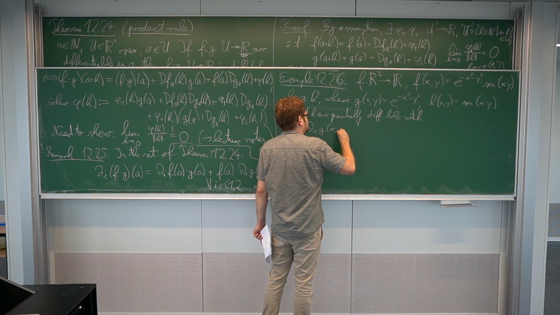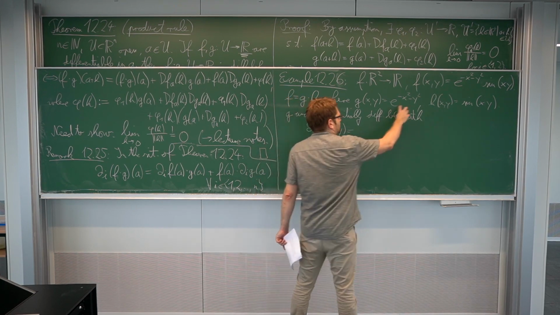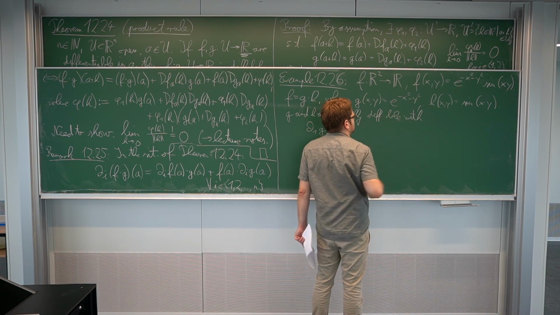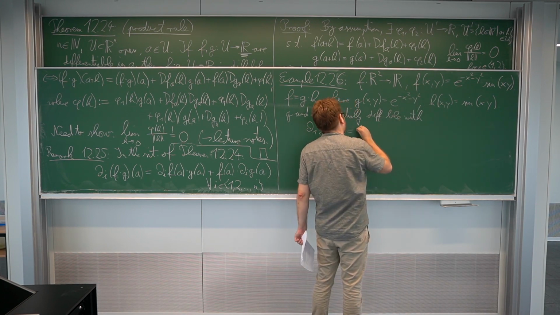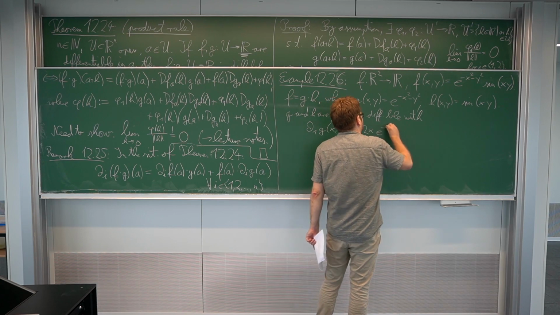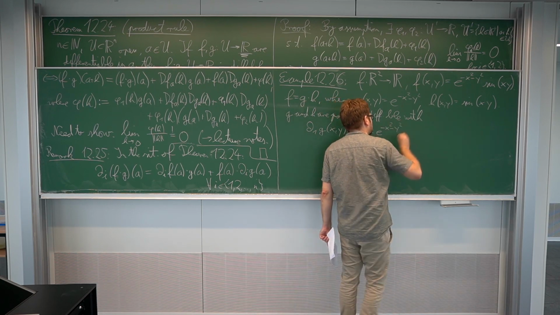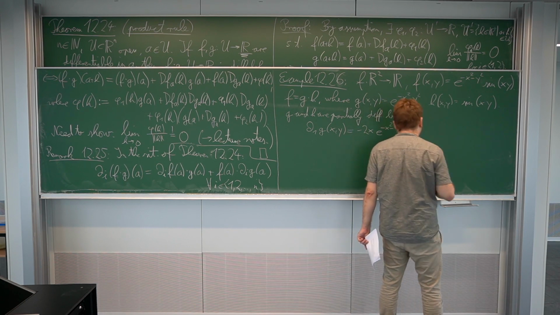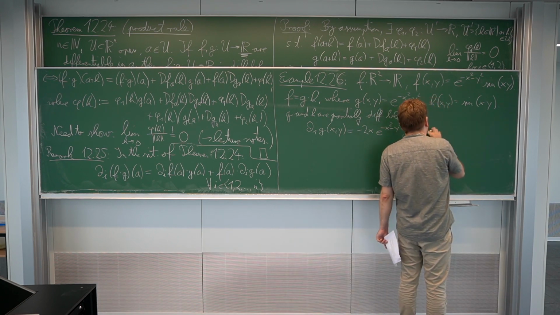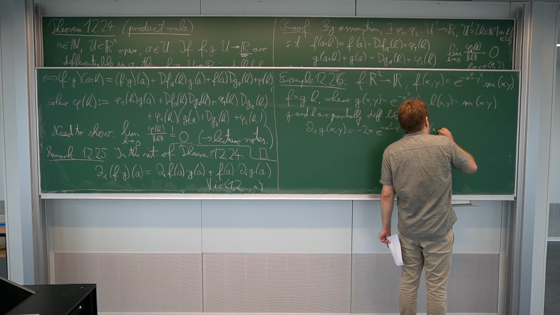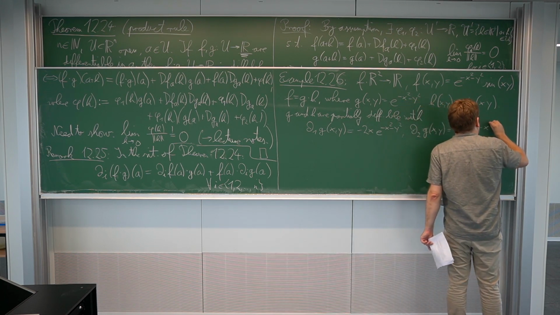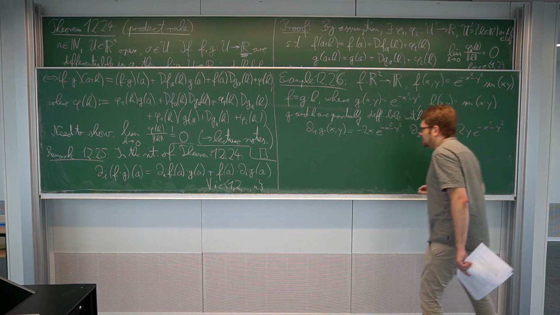d1 g in xy, so the derivative of this function by x, gives e to the something remains, and as a derivative of this inner function we get minus 2x, e to the minus x squared minus y squared. And the same way for the second variable. So if we take the second partial derivative of g in xy, we get minus 2y, e to the minus x squared minus y squared.